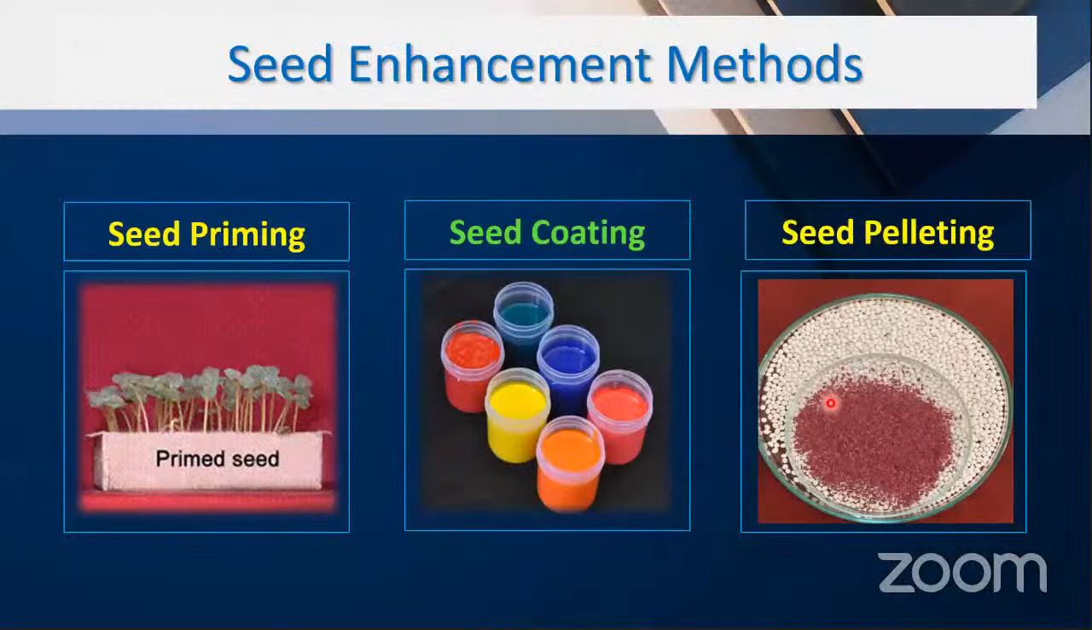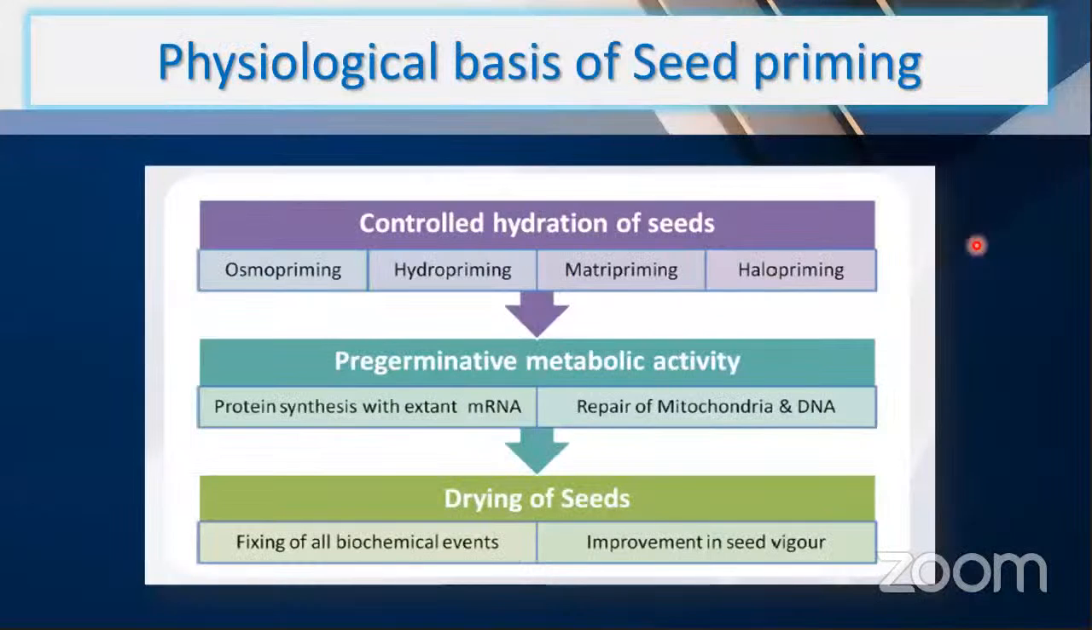So these are the three methods which we are going to deal with extensively: seed priming, seed coating, and then seed pelleting. One by one we'll see. So first, seed priming. What is the definition or description of priming? Priming is controlled hydration of seeds, which allows pre-germinative metabolic activity in the seeds to proceed, followed by drying of seeds. That's all. Simply soaking and drying. Anybody will say, what's priming? It is just soaking and then drying.